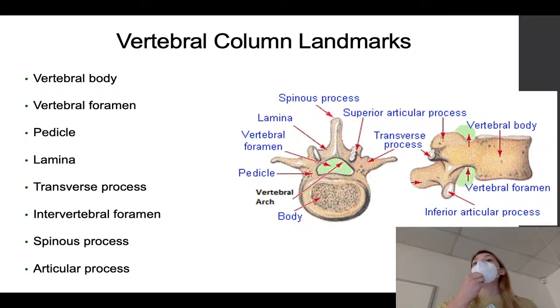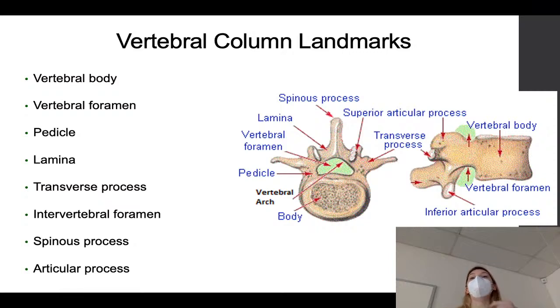Okay, this is the more nitty-gritty, difficult part. Each vertebra is going to have its own bony landmarks. This is going to be the general vertebra landmarks. Each region, cervical, thoracic, and lumbar, is going to have specific things on its vertebrae that make them different from all the rest. But these are what most all the vertebrae are going to have generally.